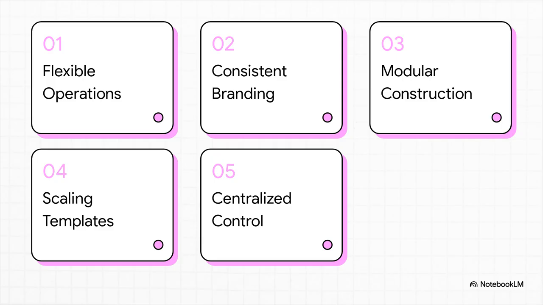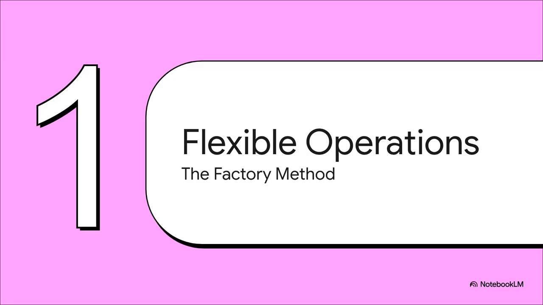To give you exactly what you need, here are the 5 sections we'll be covering today. Section 1, Flexible Operations. Section 2, Consistent Branding. Section 3, Modular Construction. Section 4, Scaling Templates. And Section 5, Centralized Control. Let's jump right in. All right, Section 1, Flexible Operations, utilizing a blueprint known as the factory method.